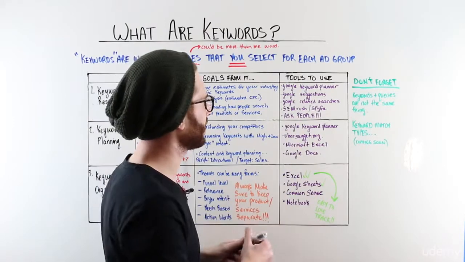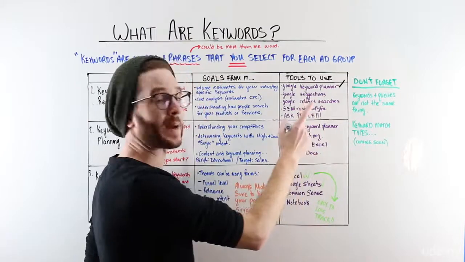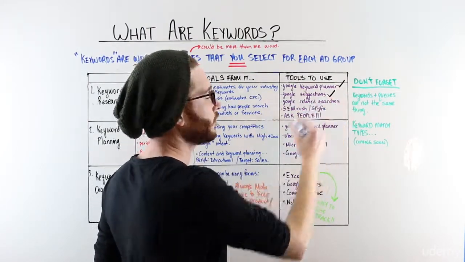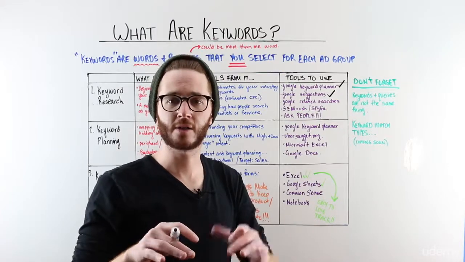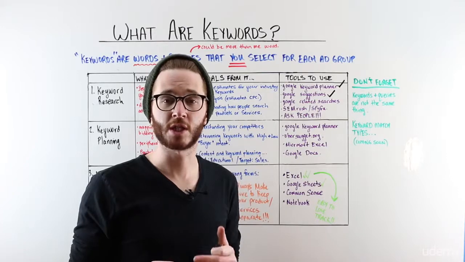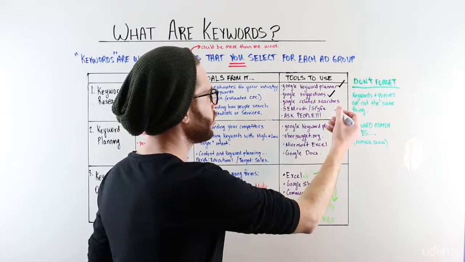But the tools to use are going to be the Google Keyword Planner, a fantastic tool, probably the best, probably the most accurate. Google Suggestions. So when you start typing in a query to the Google search box, you see a drop-down menu of autocomplete suggestions. That is a gold mine of keyword research ideas.